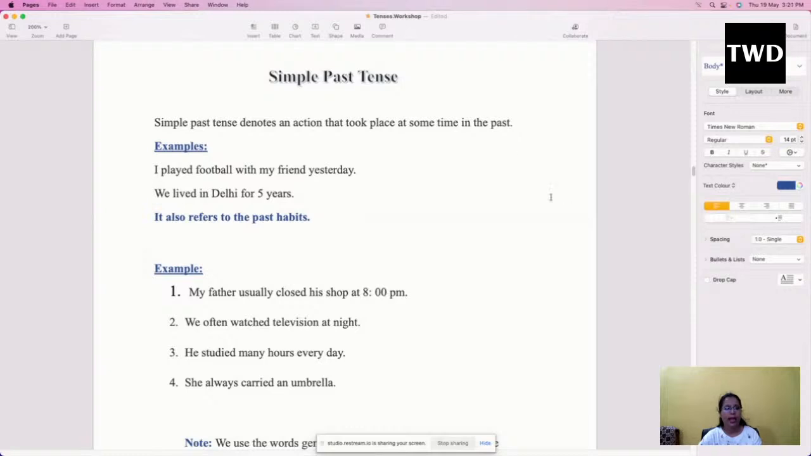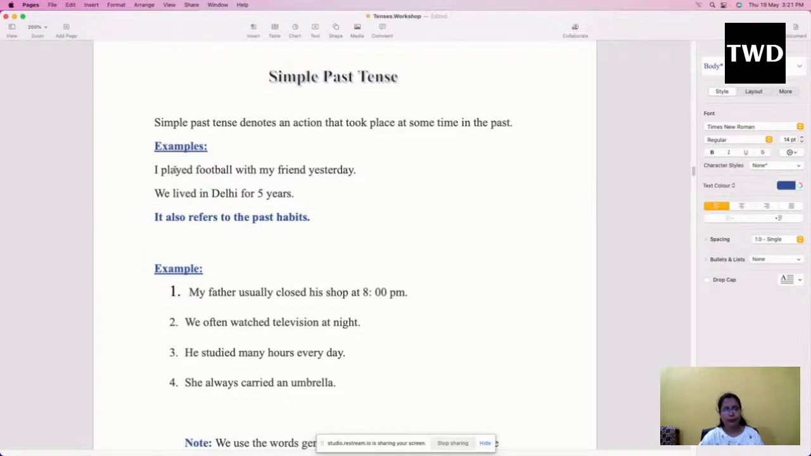For example, I played football with my friend yesterday. Just a day back you were playing football, and that's why you were telling I played football with my friend yesterday. We lived in Delhi for 5 years. Another thing you have to notice here is that we don't have any helping verb. For past tense we have helping verbs was and were. But the moment we are framing sentences under simple past tense, we do not use any kind of helping verb. We have the subject and the V2 form of the verb. V2 means past form of the verb.